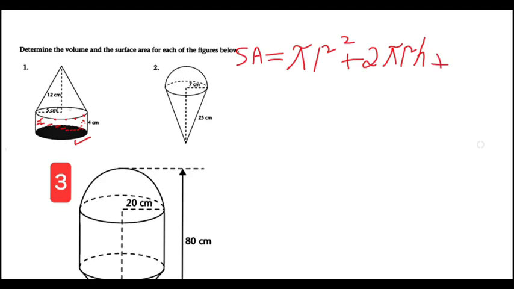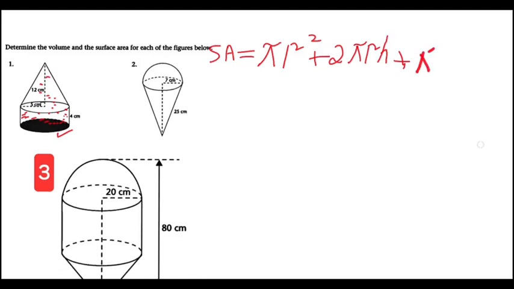So plus, the lateral surface area for the cone, that will be pi r s. So this is the formula we have now. The area of the base is pi r squared, plus the lateral surface area of the cylinder 2 pi r h, and the lateral surface area of the cone is pi r s. So we got the radius 5, the cylinder height 4, but we don't have the slant height for the cone.